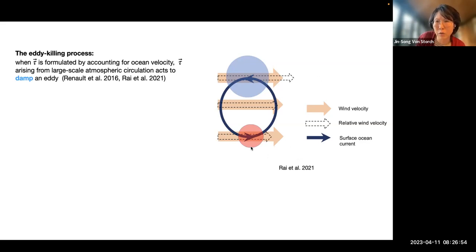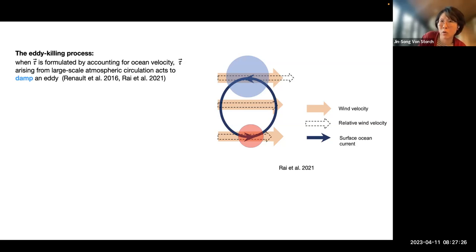So you have the large-scale flow indicated by the big bright arrow, and then you have this eddy indicated by this circle. In the upper part, where the eddy flows in the opposite direction of the large-scale atmospheric flow, the atmospheric flow damps the eddy, and in the lower part it accelerates it, but the relative velocity in the upper part is larger, so this damping is stronger.